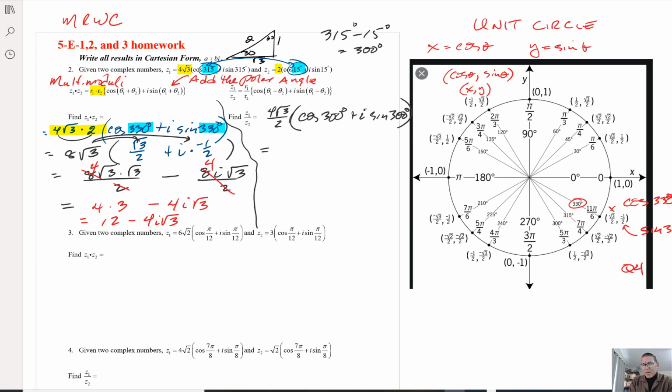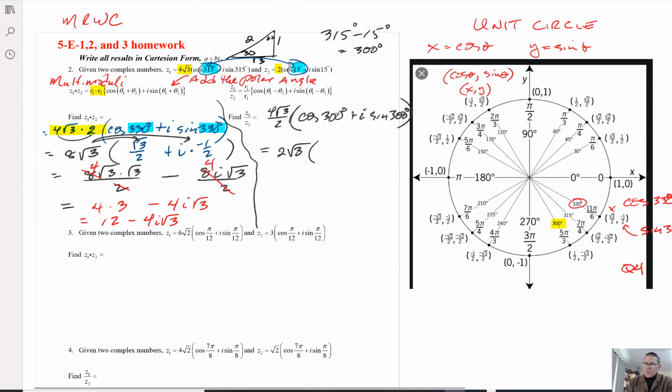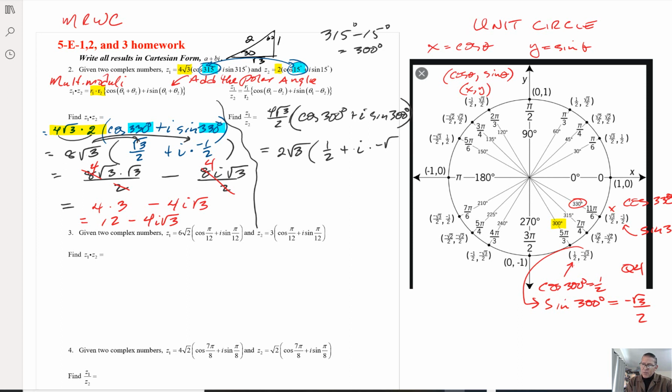Okay, so here we go. 4 root 3 divided by 2 is simply 2 root 3. Then the cosine of 300 degrees. Now 300 degrees on the unit circle is right here, which tells me that the cosine of 300 degrees is 1/2. It also tells me that the sine of 300 degrees is equal to the y-coordinate, negative root 3 over 2. Again, the x-coordinate is always the cosine of the angle, and the y-coordinate is always the sine of the angle. And there you go. You just bring your numbers in. Now we know that the cosine of 300 degrees is 1/2, plus i times the sine of 300 degrees, which is negative root 3 over 2.